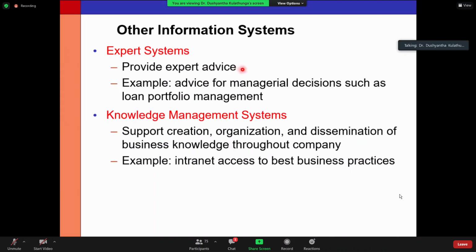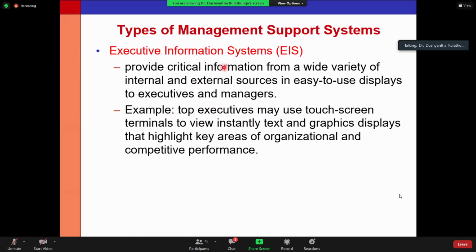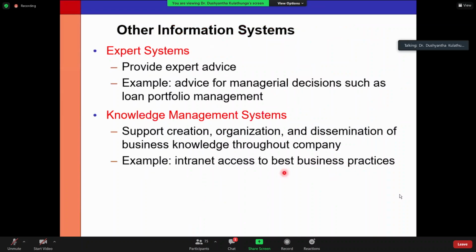So we have identified several other systems earlier. We focused on 6 categories earlier. One is, of course, the executive information systems. Now, expert advice cannot be provided by these executive information systems. The analytical procedure utilized in executive information systems is not that comprehensive. Therefore, when it comes to expert systems, some procedures like data mining will be utilized.